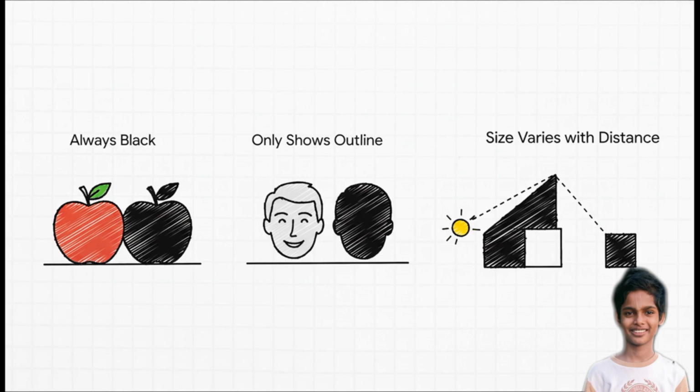Doesn't matter if the object is red or blue, the shadow is black. Second, a shadow just shows the outline, the shape of the object. And third, its size can change. Move the light closer, the shadow gets bigger. Move it away, it gets smaller.